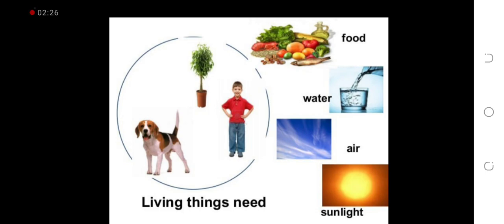And another characteristic of living things is that they breathe. They take in oxygen and release carbon dioxide. But plants take in carbon dioxide and release oxygen. So we take in the oxygen that is released by the plants. And most importantly, the sunlight.